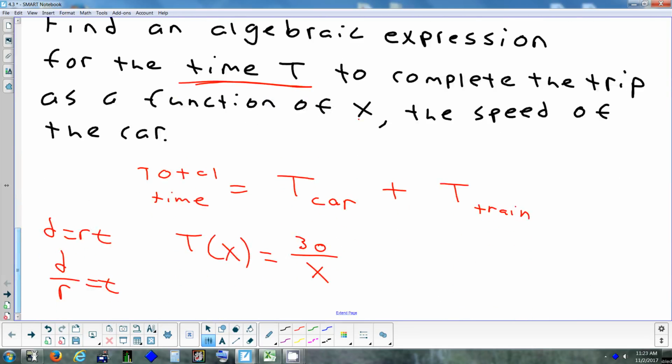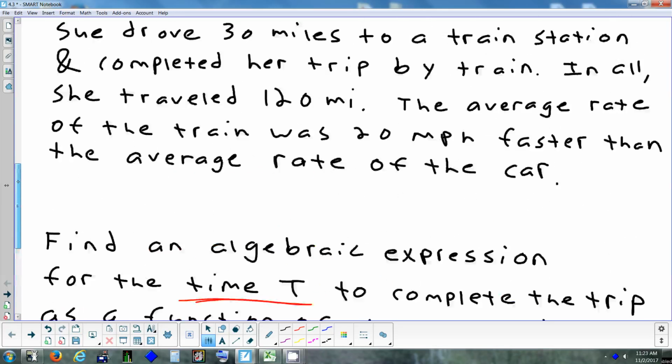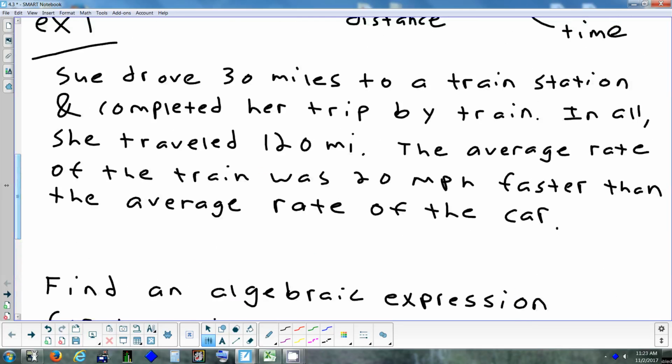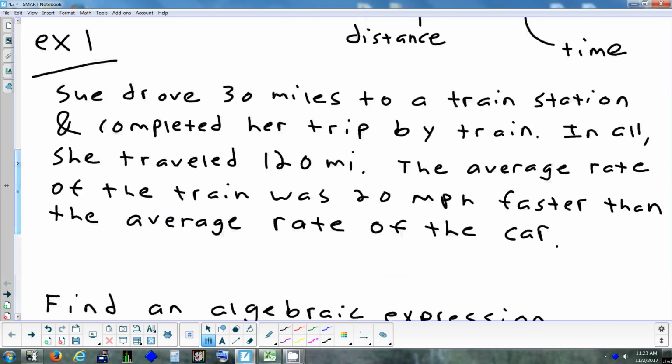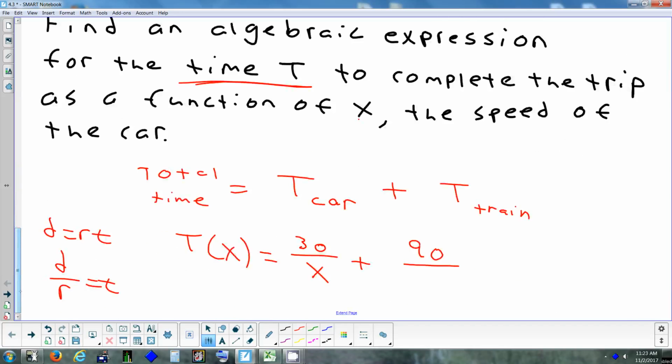Plus, now we need to find the time it takes to travel on the train. So you're going to take the distance on the train and divide it by the speed of the train. What's the distance that she traveled on the train? 90, right? The total trip is 120. She did 30 in the car, so she must have done the rest on the train. So 90. And what about the speed of the train? x plus 20. It says the average rate of the train is 20 faster than the car. So if the car is x, the train is x plus 20.